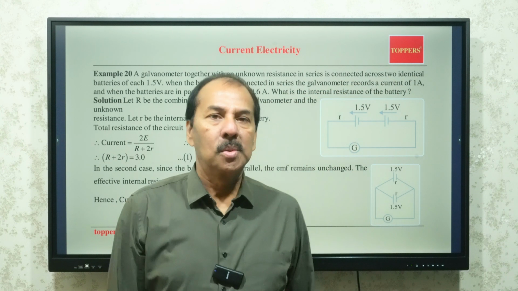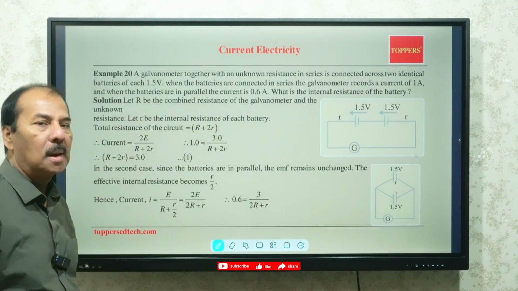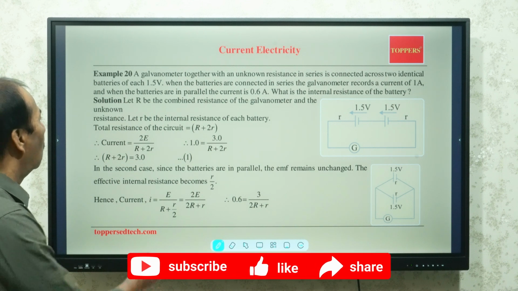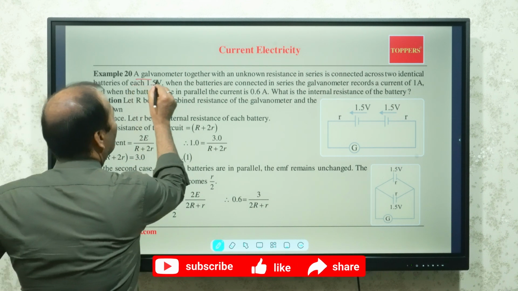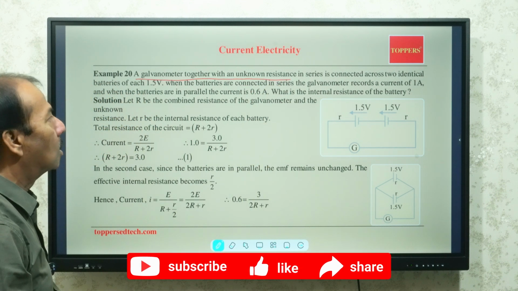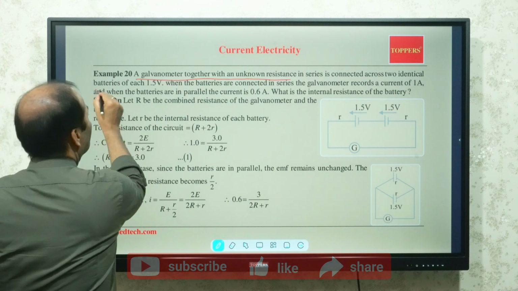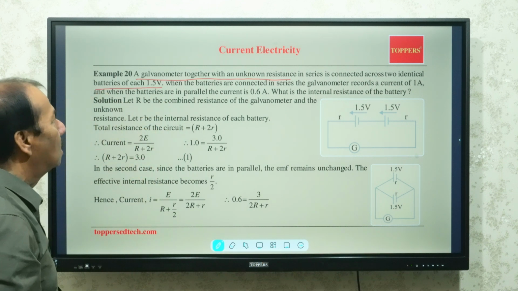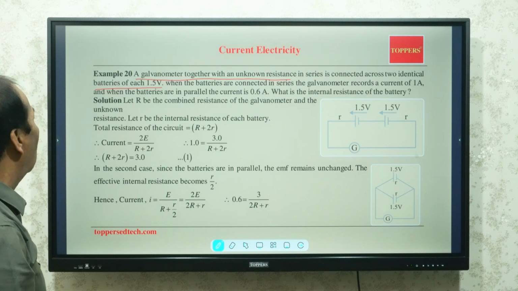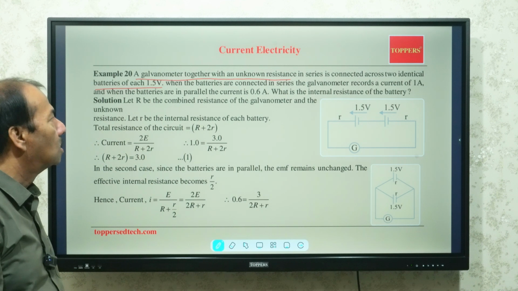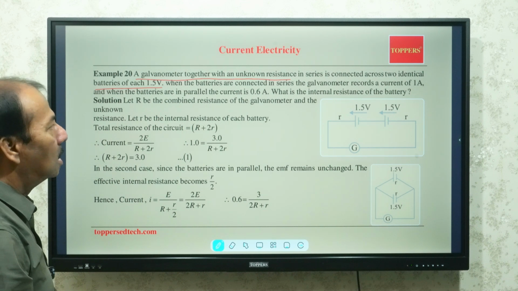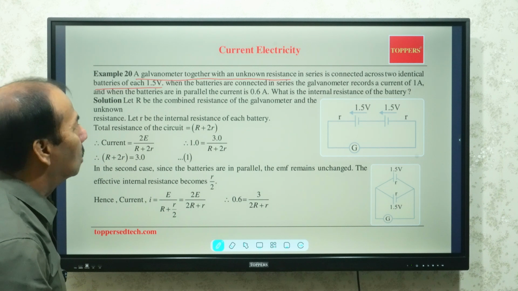Hi everyone. So we are continuing with the current electricity, and today we will see this example number 20. Here you see in this question a galvanometer together with an unknown resistance in series is connected across two identical batteries of each 1.5 volt. When the batteries are connected in series, the galvanometer records a current of 1 ampere, and when the batteries are in parallel, the current is 0.6 ampere. What is the internal resistance of the battery? That we have to calculate.